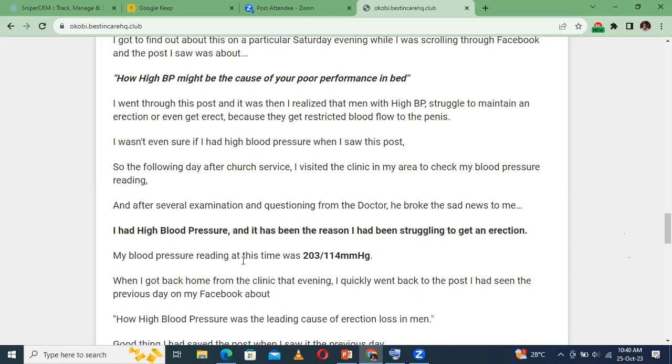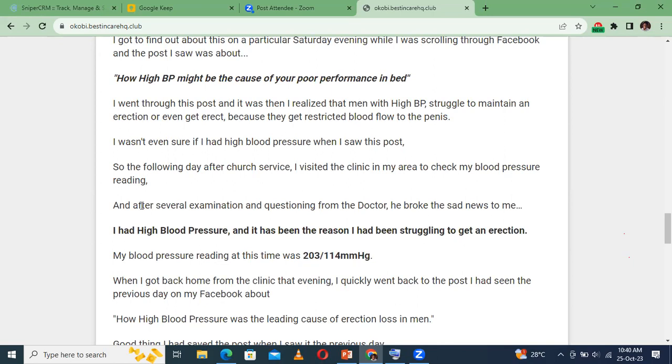My blood pressure reading at this time was 203/114 mmHg. If you do your research, you know this is the unit for measuring blood pressure reading. So if you go online and carry out your research well, you check low and high blood pressure readings, you understand better when writing your copy.